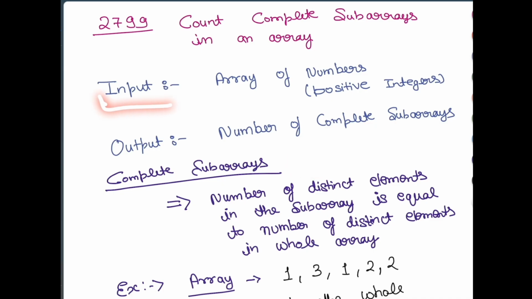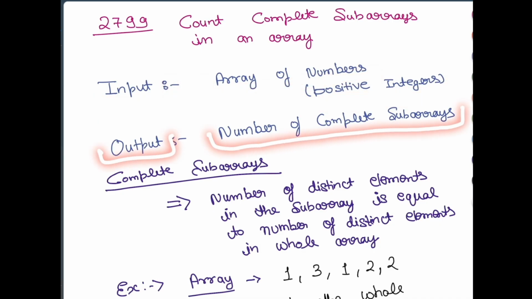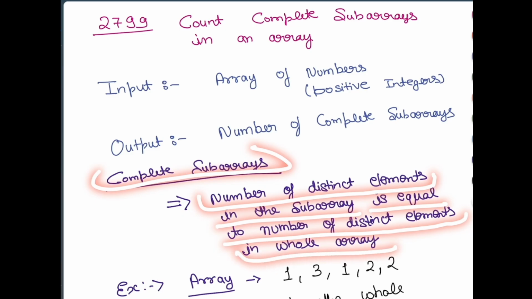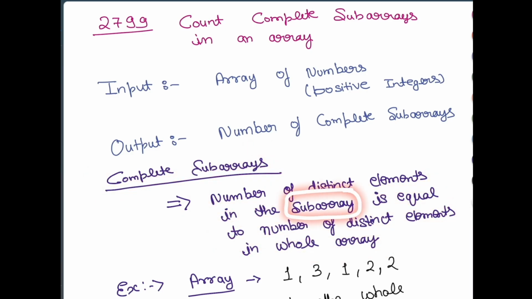In the problem, the given input is an array of numbers. All the numbers are positive integers. We just need to find out the number of complete subarrays in our given input array. Now, what are complete subarrays? When the number of distinct elements in the subarray is equal to the number of distinct elements in the whole array, then we can say that that subarray is complete.